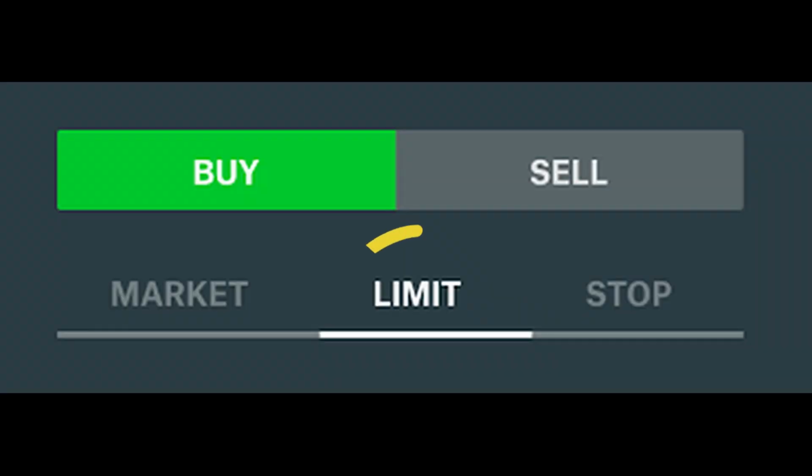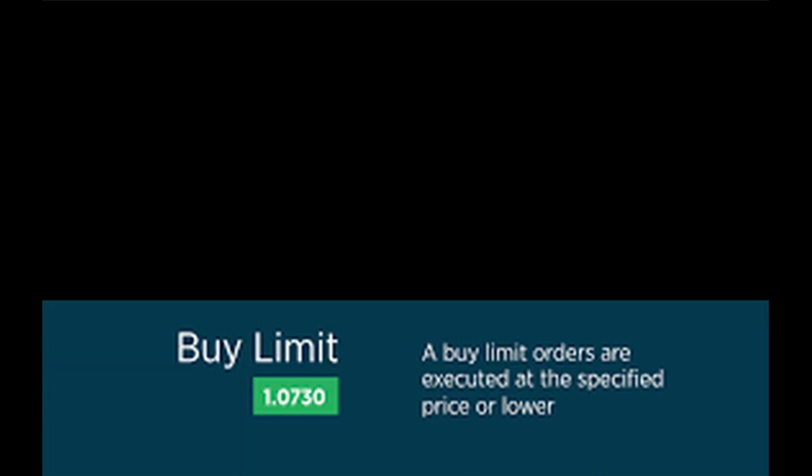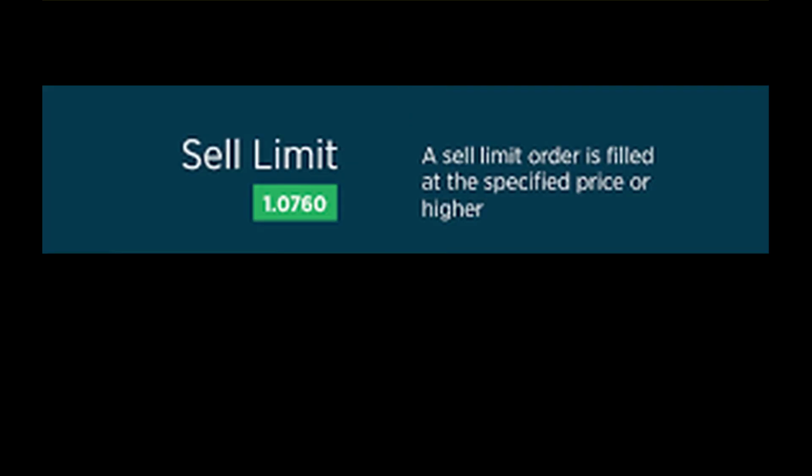A limit order allows you to buy or sell a security at a price that you set. This price is called the limit price. A buy limit order allows you to purchase a security at a price you specify, the limit price, or cheaper. While a sell limit order allows you to sell a security at a specified limit price that you set or higher. So let's first look at the buy limit order.